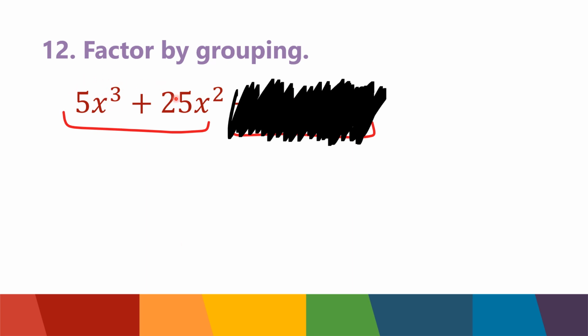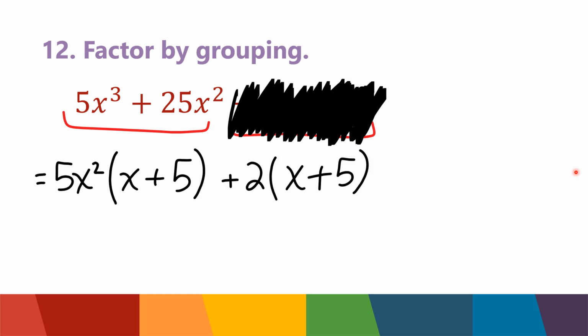5x cubed and 25x squared. What common factor do these two terms have? 5 goes into both of them, right? And what about the x's? How many x's do they have in common? X squared, right? So they both are divisible by 5, and they both have an x squared. All right, so let's pull out a 5x squared.